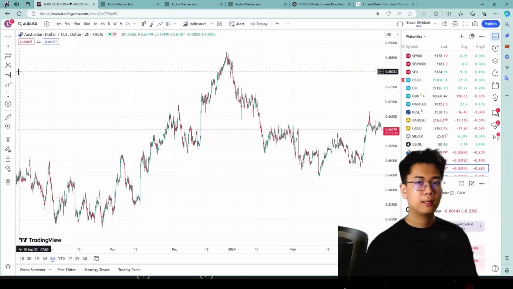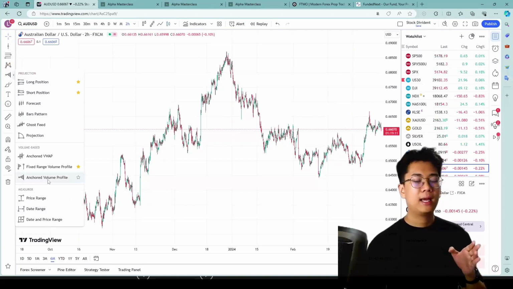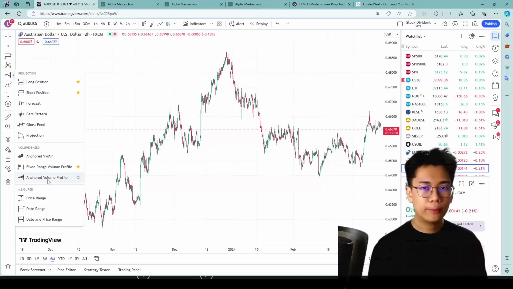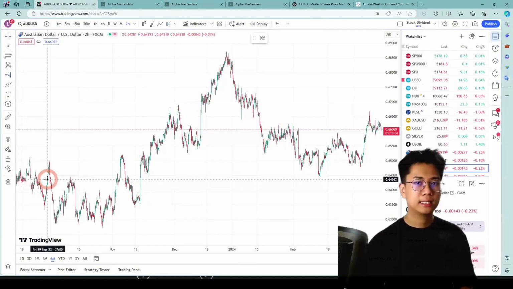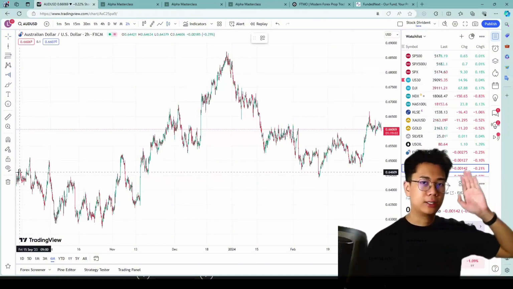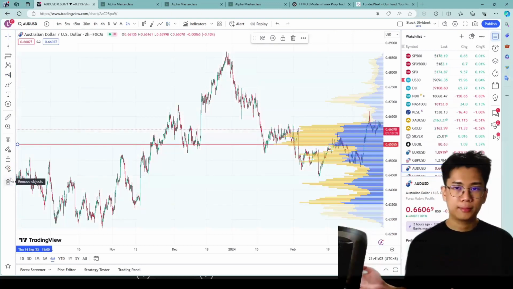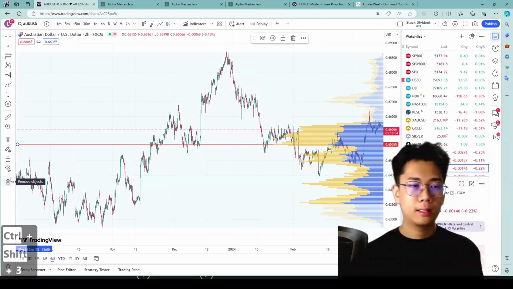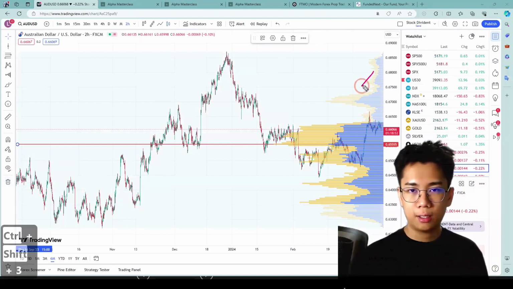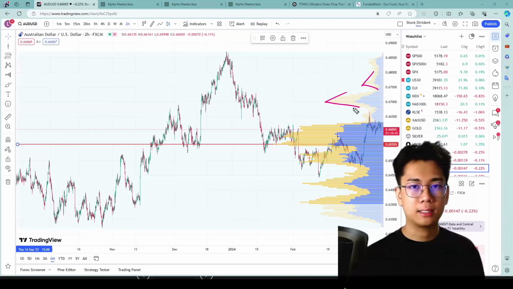Then find this tool, called anchored volume profile. Click on this, click on the most left to get this mountain. And the peak of the mountain defines the best price.